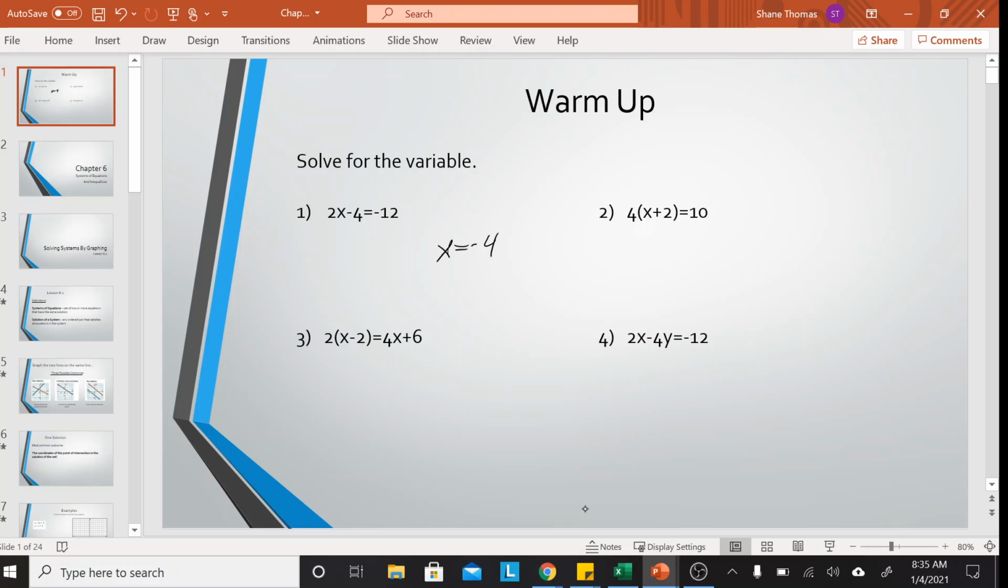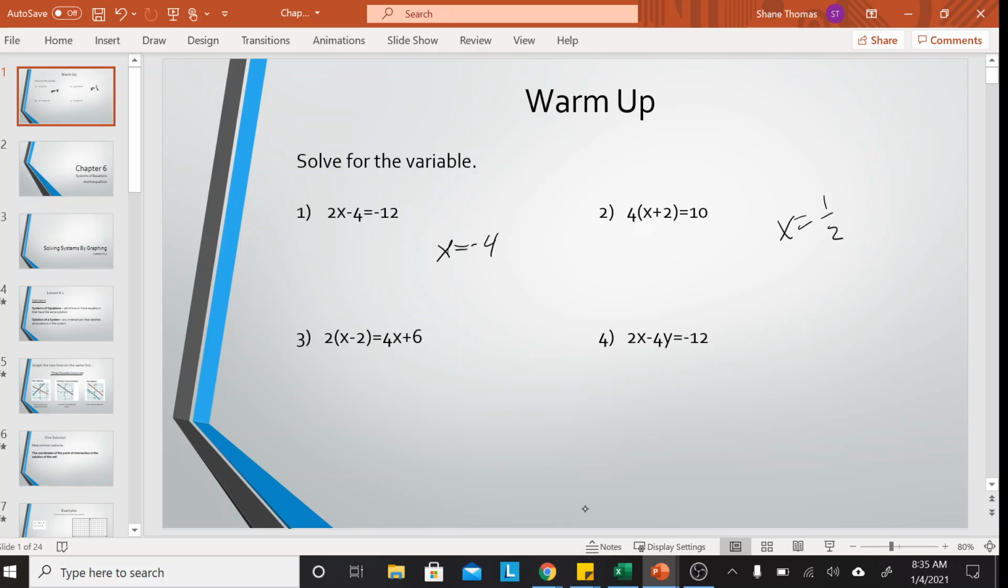All right, number 2, we distribute, so we get 4x plus 8 equals 10. Subtract the 8 over, get 2. Divide both sides. So we have x equals 1/2. I'll buy that one.